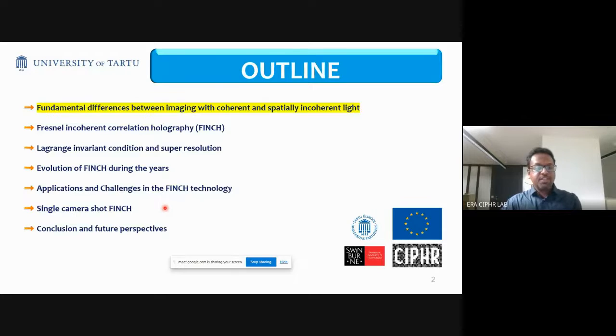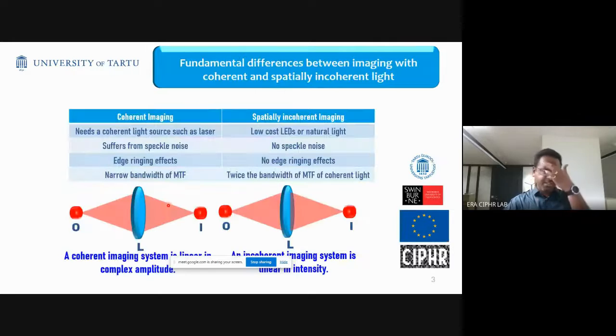Okay, so first, the differences between imaging with coherent and spatially incoherent light. If I ask this question to, say, an undergrad student, he would say this: a coherent imaging system requires a laser, and an incoherent imaging system does not require a laser. It can work with low-cost LEDs or even natural light.